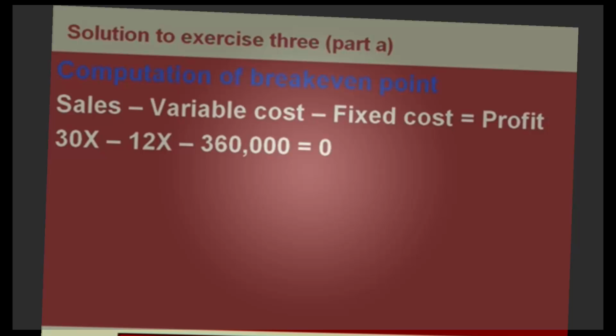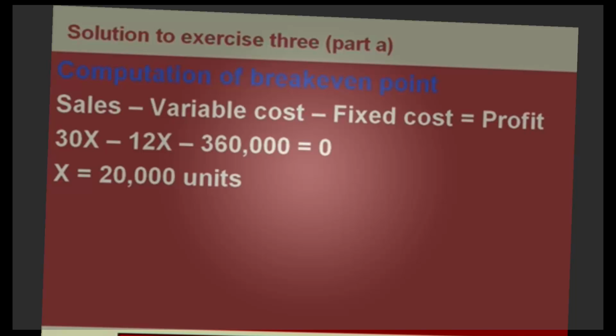You know selling price is $30 a unit, so 30x is sales. Variable cost, $12 per unit, so variable cost is 12x. The fixed cost, 360, and the profit, because it's break-even, equals 0. Solve for x. It's 20,000 units.